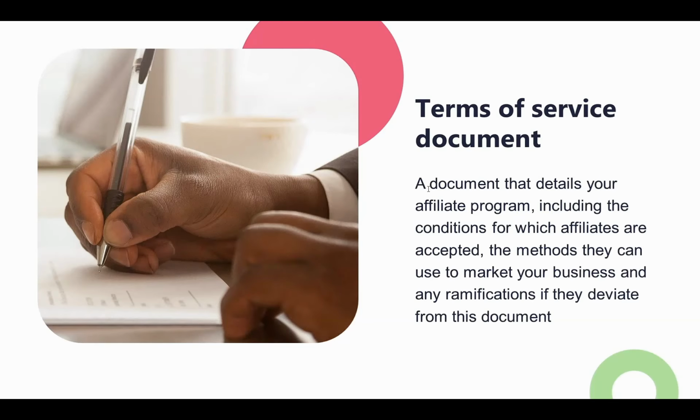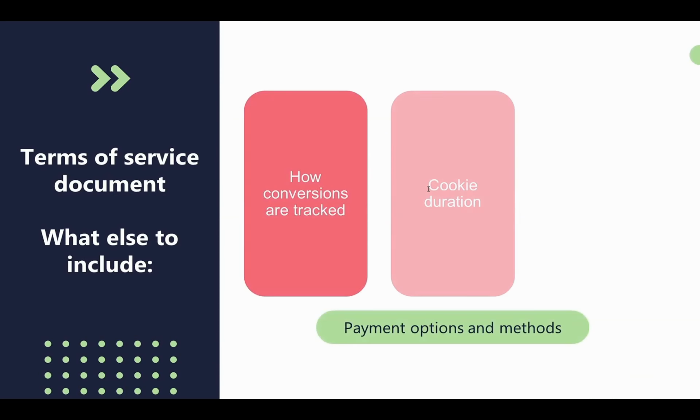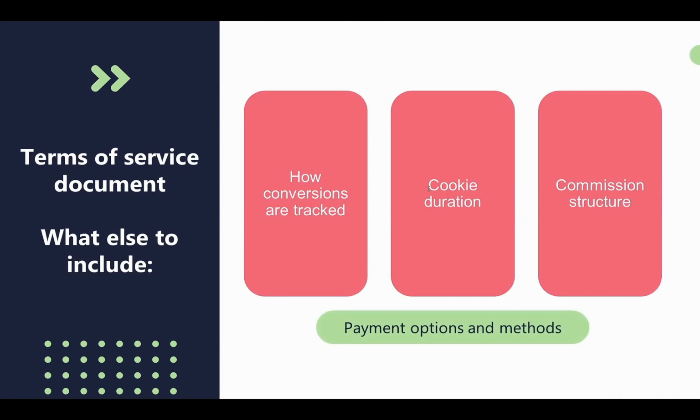The terms of service document also needs to include how you are going to track your conversion. So what tracking is in place. If it's event tracking or URL tracking, it is important that the affiliate, and of course yourself, knows what is happening or how these things are being tracked, because this determines how affiliates are going to be paid.